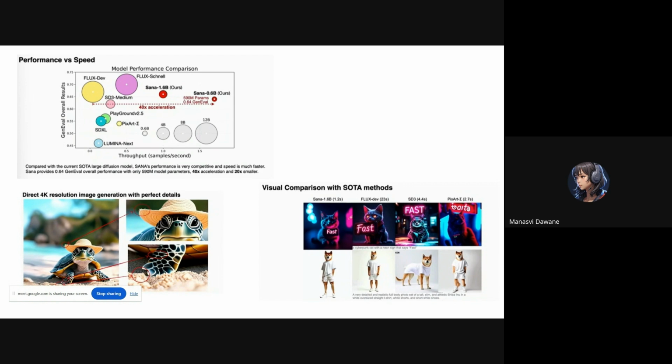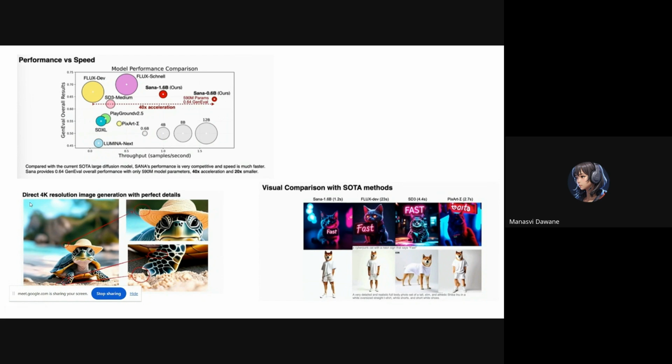The performance versus speed. So there are different models like Flux. These are better, they have high quality, but they are slow. Sana is probably the best SOTA model in this chart.